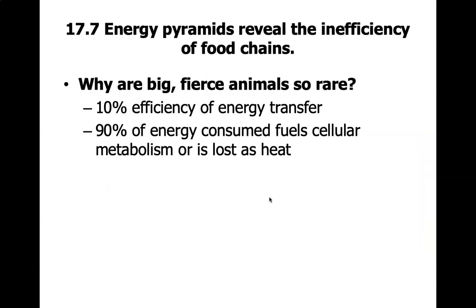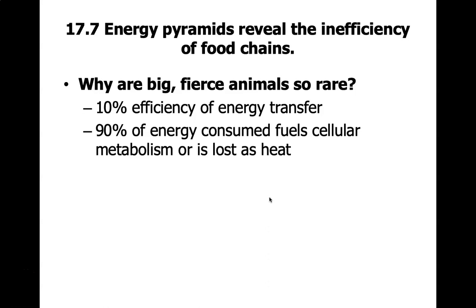As energy is transferred up through the food chain or through the food web, some energy is lost. And if we look at a pyramid of how much energy is actually passed to the next level, we find that it's not very energy efficient. Only about 10% of all of the energy in one level of the food chain is going to be passed up to the next level.